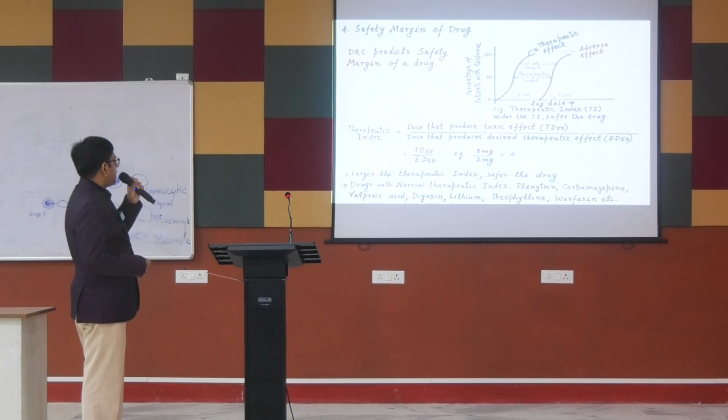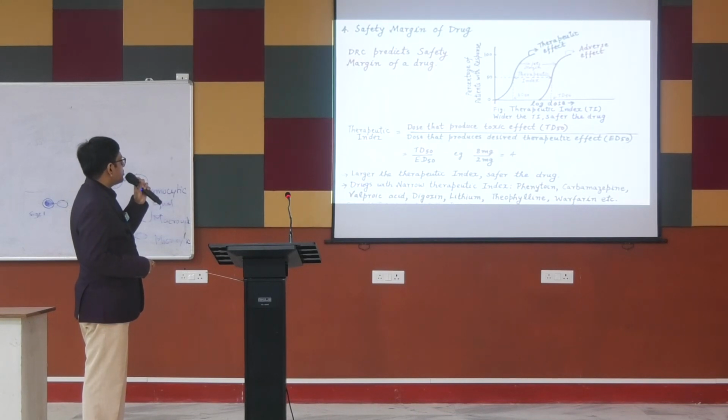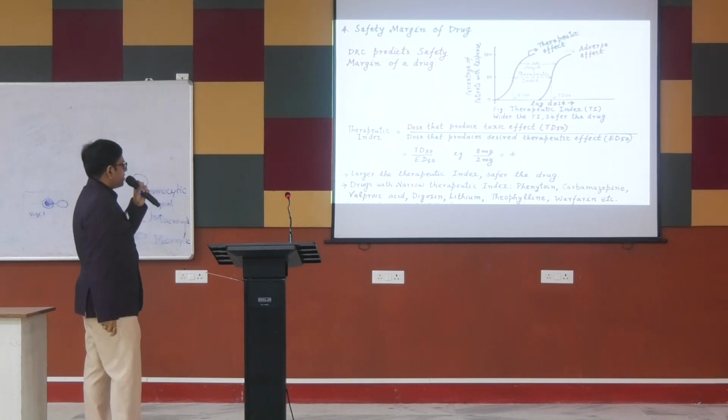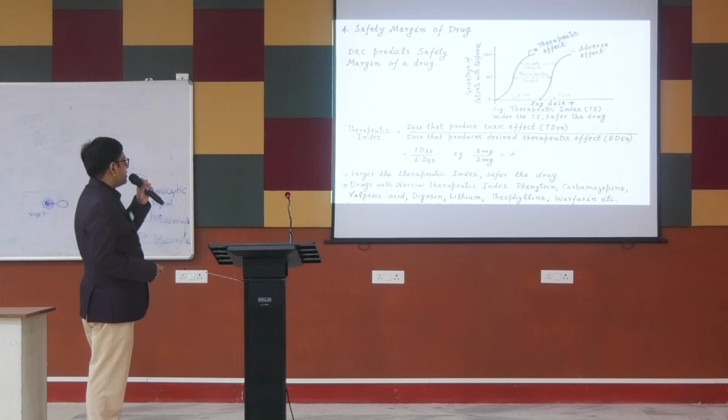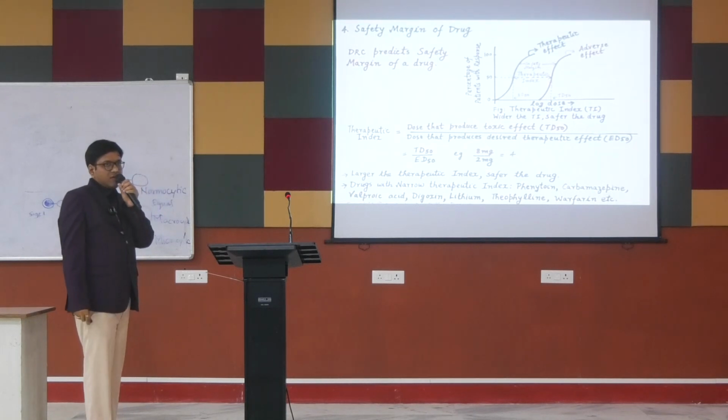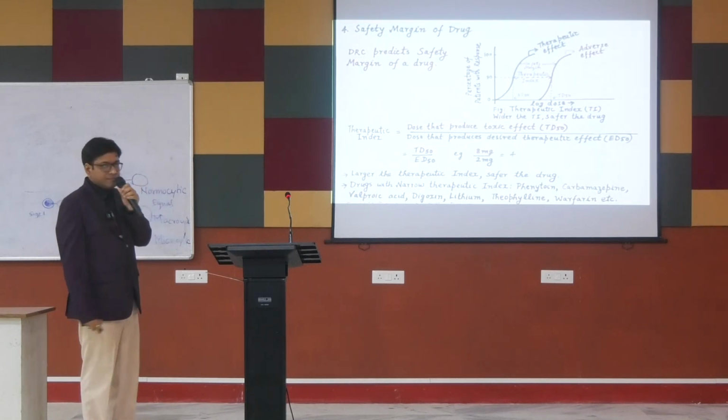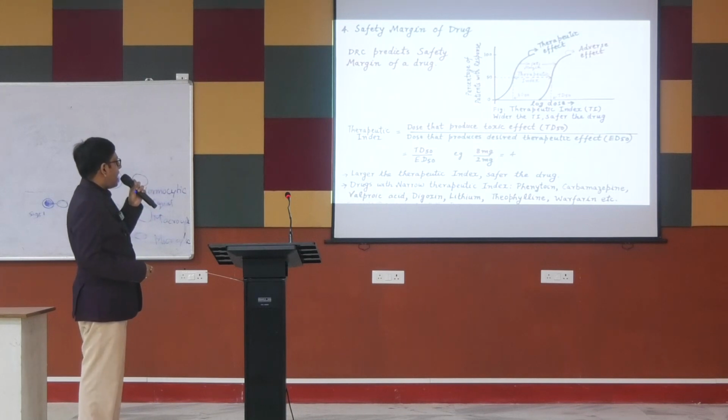Now, to calculate therapeutic index, we put TD50, that is the dose that produces toxic effect in 50% of patients, in the numerator, and ED50, that is the dose that produces therapeutic effect in 50% of patients, in the denominator. Their ratio is called the therapeutic index. The higher the therapeutic index, the safer the drug is for human consumption.